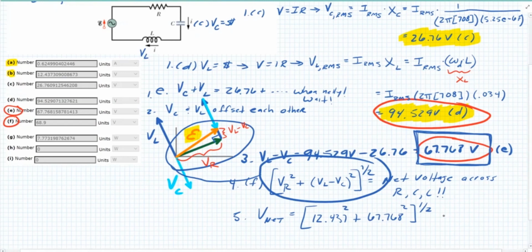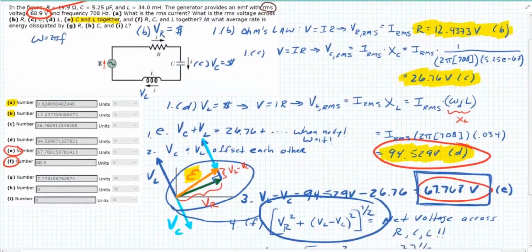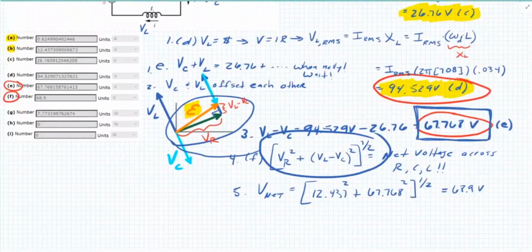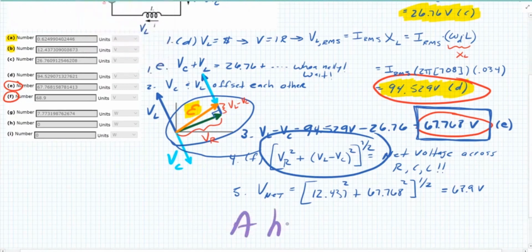68.9 and some change. 68.9. So this is a huge aha. Is it? Yes, it is. This is gigantically meaningful. So I'm going to have to use a special purple vector saying aha.